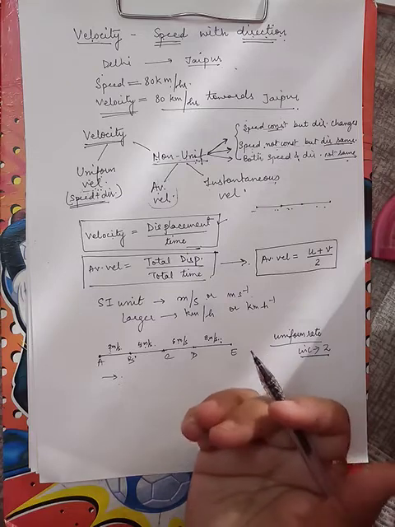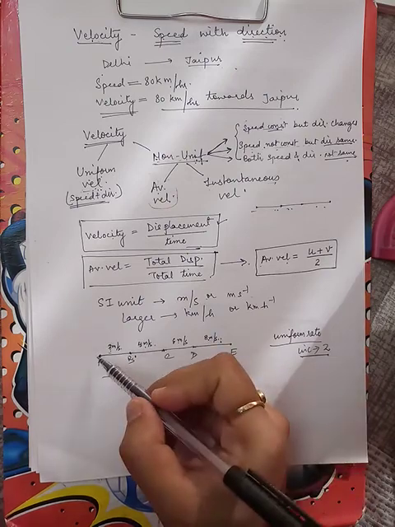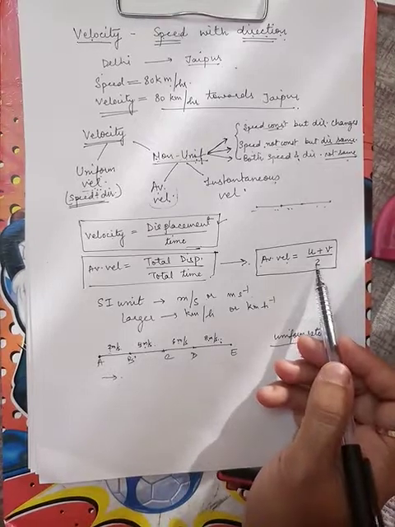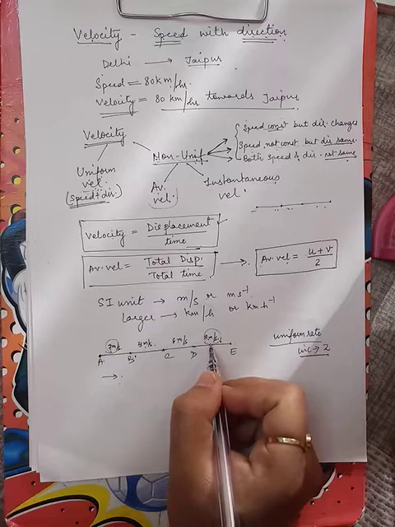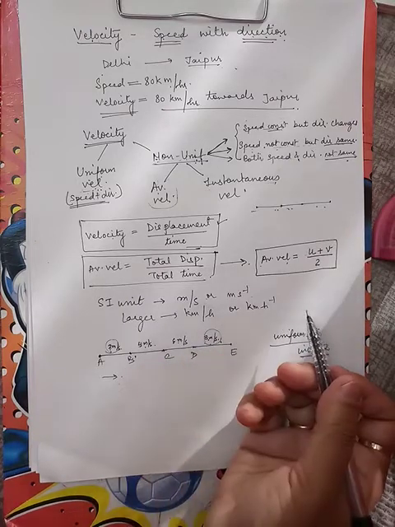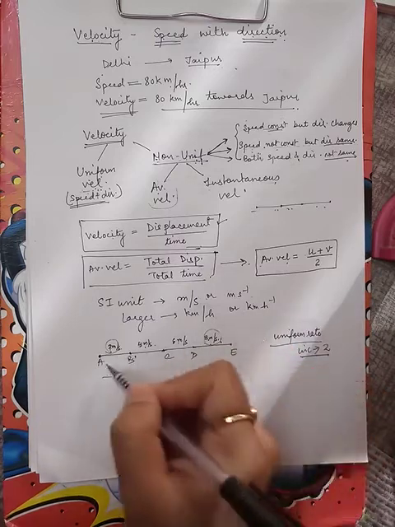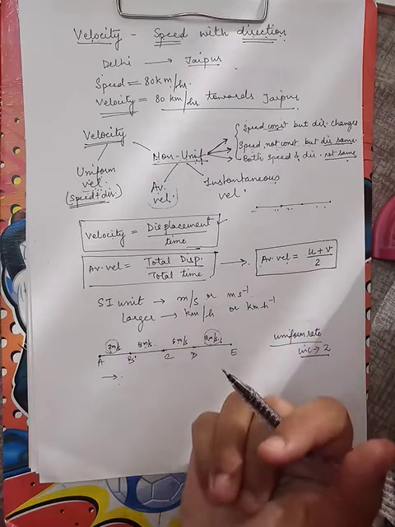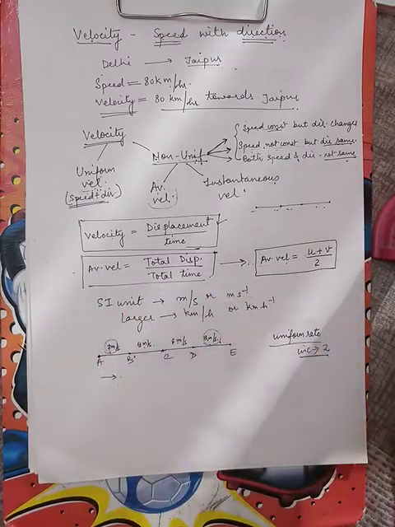In that case we can use the formula for average velocity to be this one, that is initial velocity plus final velocity divided by 2. What is the initial velocity? That is 2 meter per second. What is the final velocity? That is 8 meter per second. 8 plus 2 divided by 2: 8 plus 2 is 10, and 10 divided by 2 is 5. So your average velocity for this travel is 5 meter per second. The answer will remain the same if we use either formula, right?